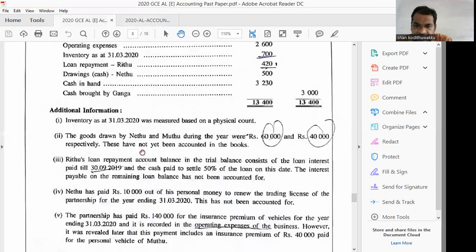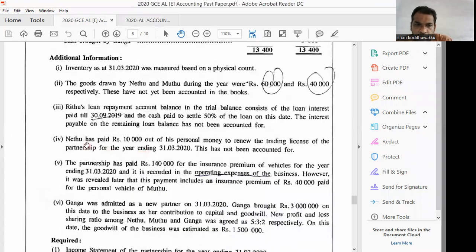Right. Next adjustment. Nethu has paid 10,000 out of his personal money to renew the trading license of the partnership for the year ending 31st March 2020. This has not been accounted for. The business expenses have been paid by the owner, Nethu, partner, by using his personal money. Therefore, it should be recorded in capital account.